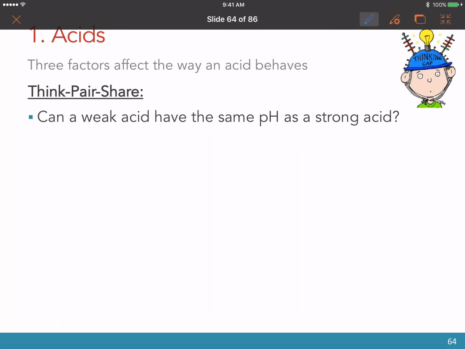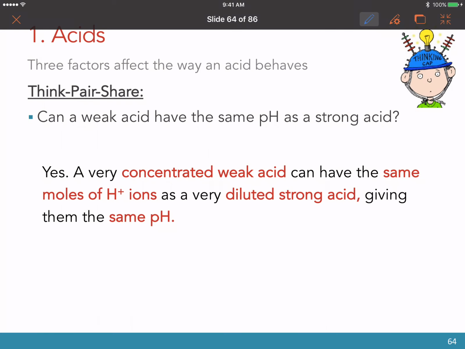Next, can a weak acid have the same pH as a strong acid? Now, students also always think that a weak acid always has a fixed pH and a strong acid always has a fixed pH of, let's say, 1. But because concentration also affects the concentration of hydrogen ions, which is what pH is measuring, a very concentrated weak acid can have the same number of moles of hydrogen ions as a very dilute strong acid, giving them the same pH. Okay, so what do I mean?